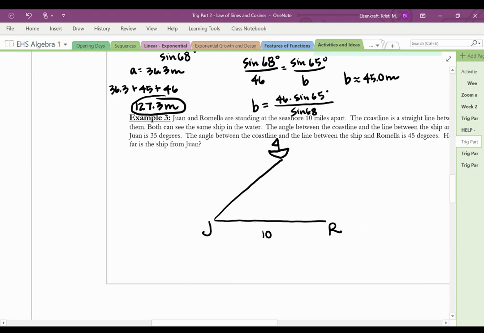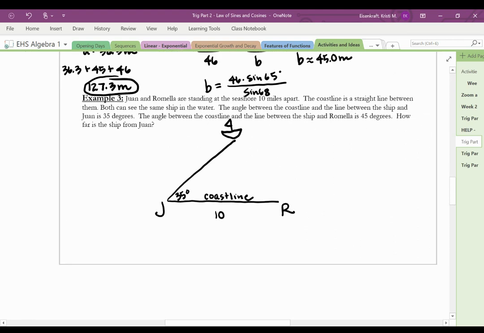This right here is the coastline. And the angle between the coastline and the line between the ship and Juan is 35 degrees. So they're giving us this angle measurement. The angle between the coastline and the line between the ship and Romella is 45 degrees. So that is this piece right here. How far is the ship from Juan? So they want to know this length right here.